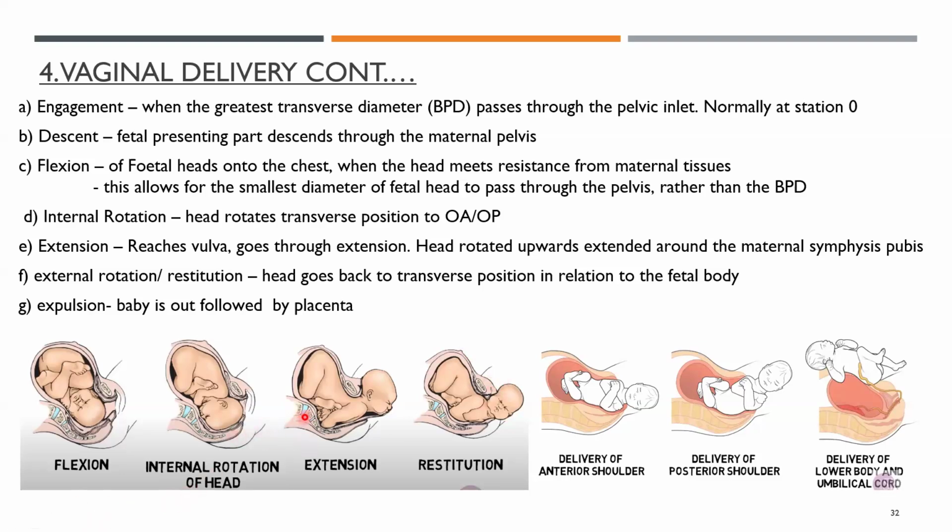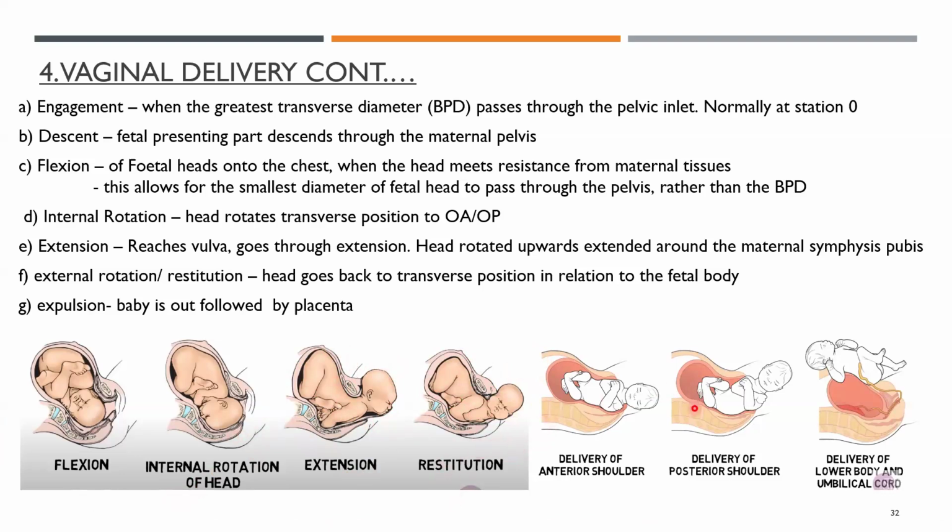But the baby's head cannot stay in extension. This is not a natural position, and we still have the rest of the body to come out. So what does it do? There is external rotation to meet the direction of the rest of the body, and it goes back into a neutral position, which we call restitution.